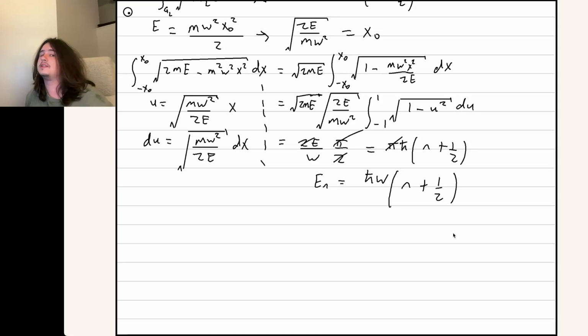So you find that the WKB approximation for the energy eigenvalues for the harmonic oscillator are the exact energy eigenvalues for the harmonic oscillator. So it's a pretty darn good approximation then. All right.